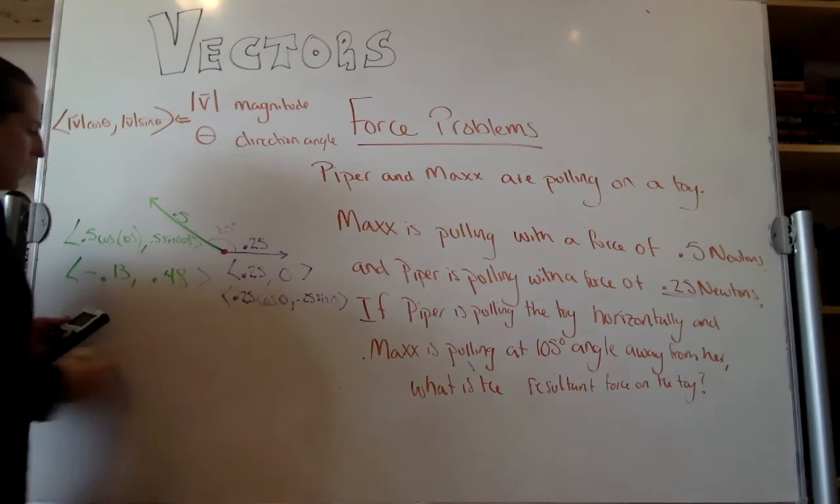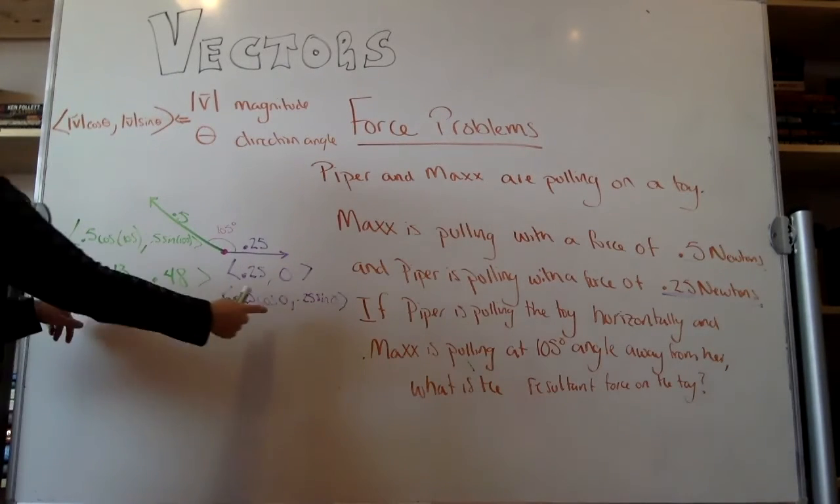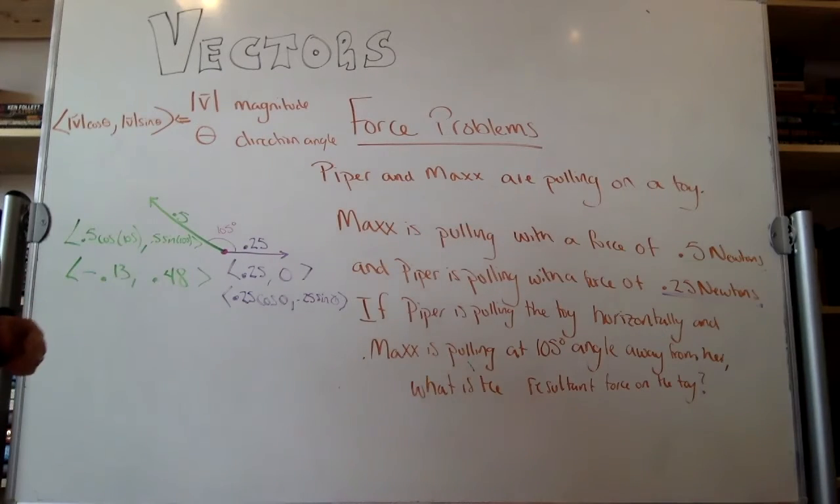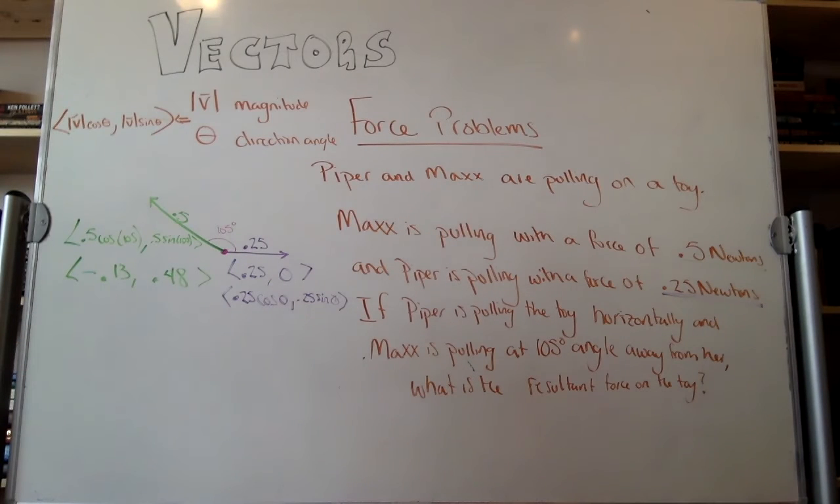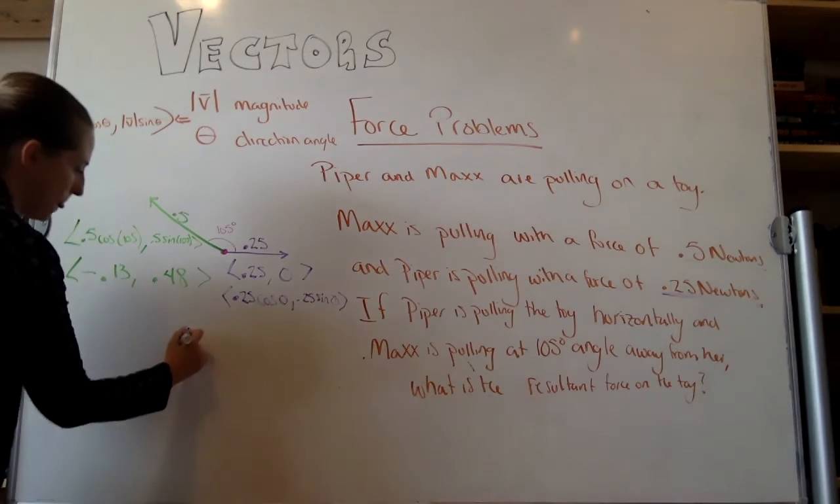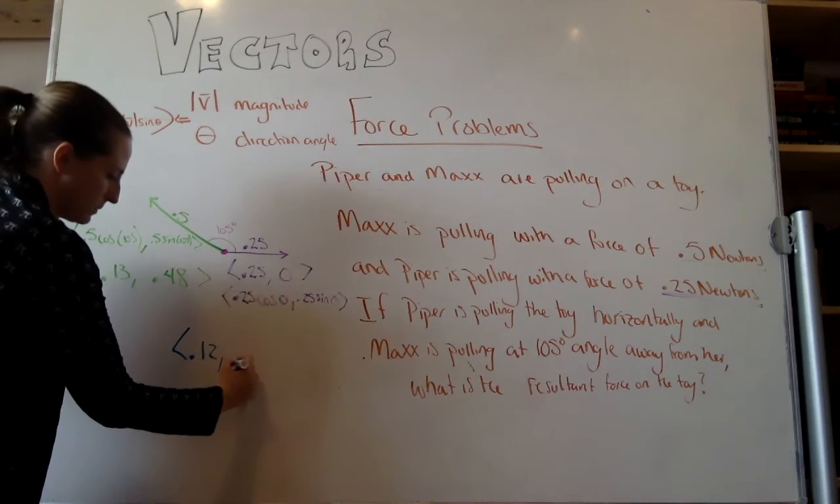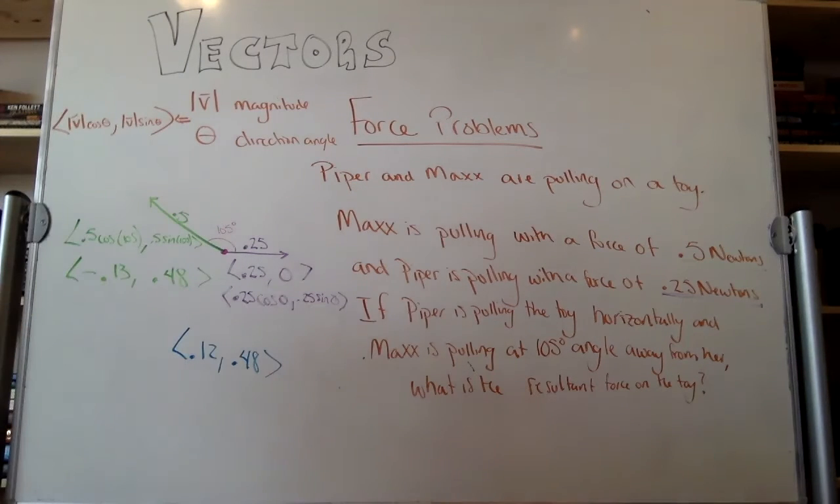Okay. All right. So now that I have the components of these two vectors, to figure out the net force or the resultant, I can just add those together. So I'm going to add negative 0.13 and 0.25. So 0.25 minus 0.13, which is 0.12. And then 0.48 plus 0, which is 0.48. And that gives me the resultant vector.